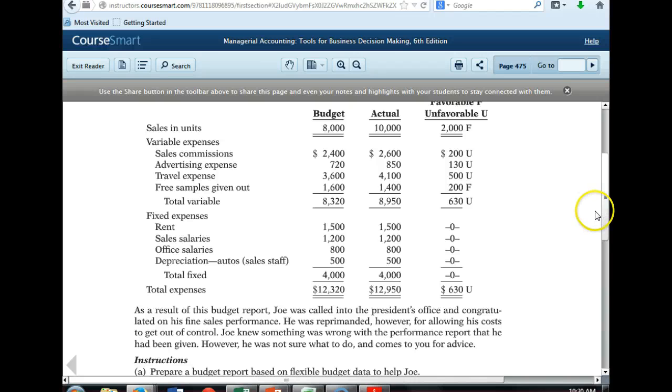So, we need to prepare a budget report based on flexible budget data to help Joe. So, do you see how this budget data is at 8,000 units, but he actually sold 10,000 units? So what are we going to do to change this? We have got to come up with new budgeted figures based on 10,000 units. If we budgeted 8,000 and we had sales commissions of 2,400, how much are we taking into account the sales commission is per unit?